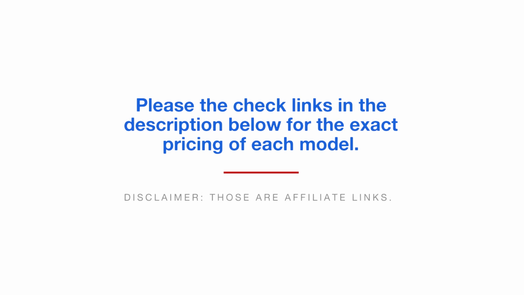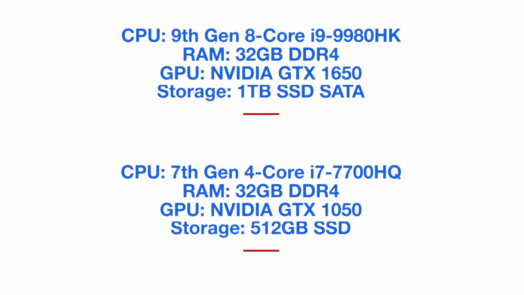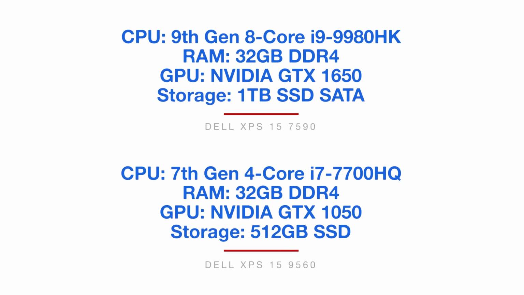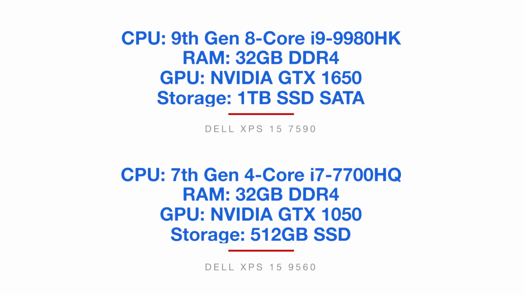All right, next is the Dell XPS 15 9560, which is a 2017 model. We have the Intel 7th generation 4-core i7-7700HQ, 32 gigs of RAM, the NVIDIA GTX 1050 graphics processing unit, and 512 gigs of solid state hard drive.